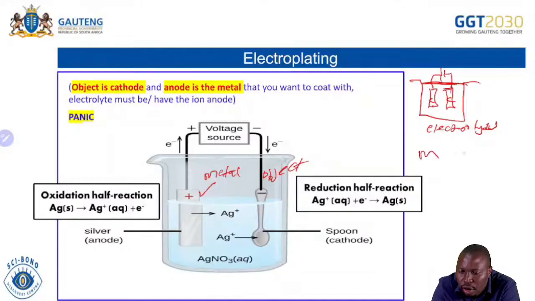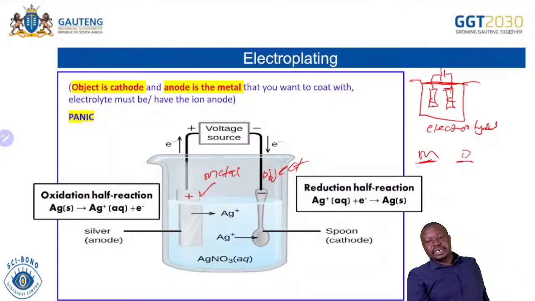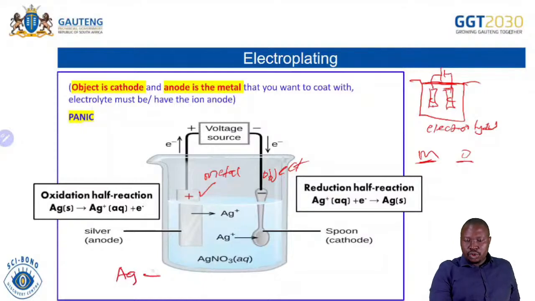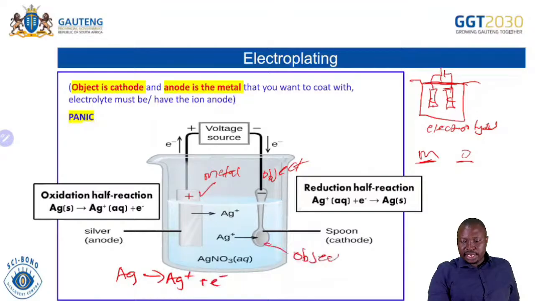But now, if you have a case where you are having a metal and an object, then you will be able to know that, okay, this must be electroplating. So when there are two different electrodes there, you know that this must be electroplating. And during electroplating, the metal, in this case, is silver. Silver will lose electrons. The metal loses electrons. And then on the cathode, where you find the object, you just write the reverse reaction of that.